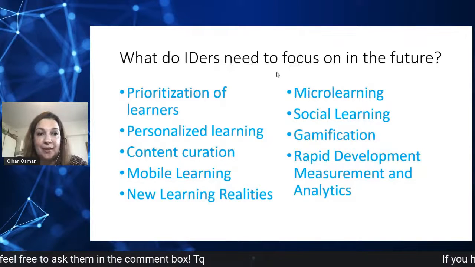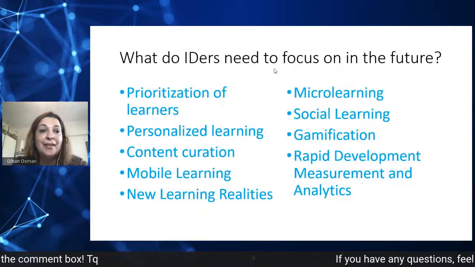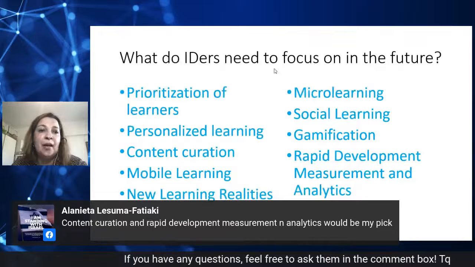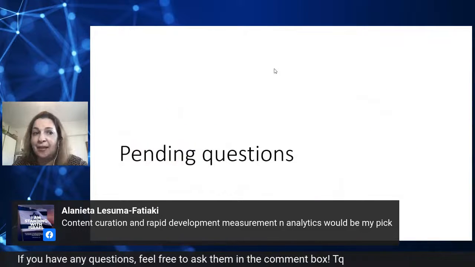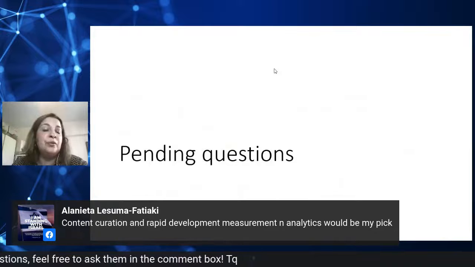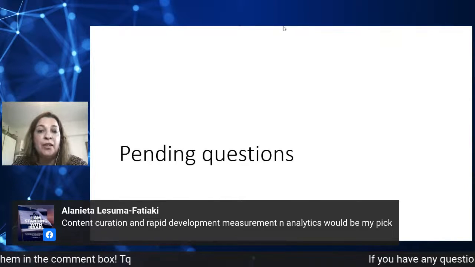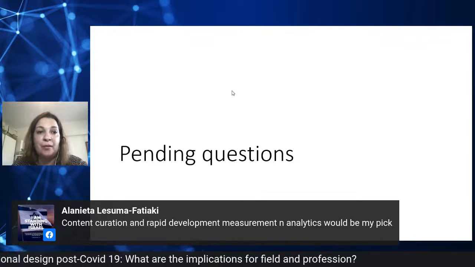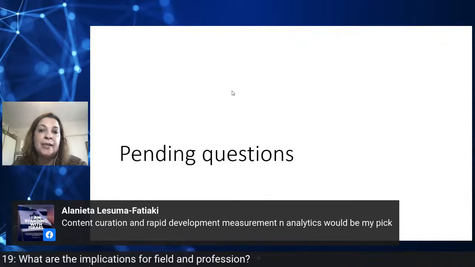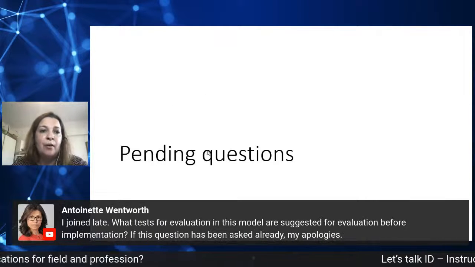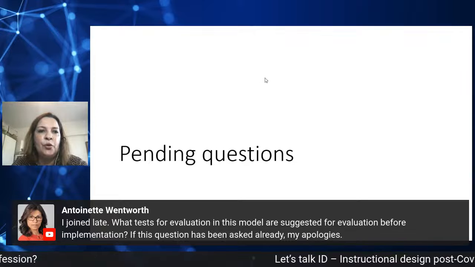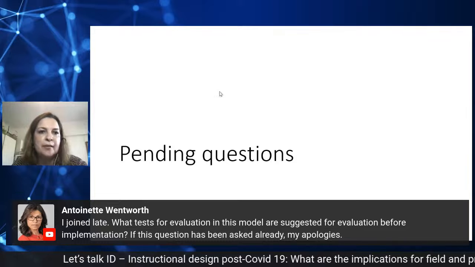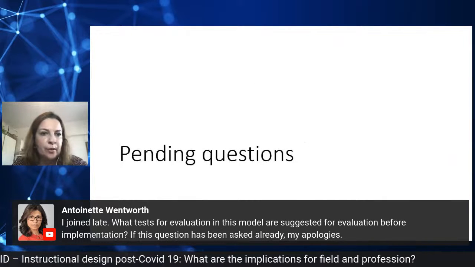Of course, rapid development, and I talked about that a lot. And finally, measurement and analytics. We live in the time of data, and we need that data to tailor, to personalize, to monitor our experiments, our rapid, unplanned experiments. So I think these are all areas that are not entirely new, but there is a new importance given to them based on our experiences during the pandemic, whether locally or globally.